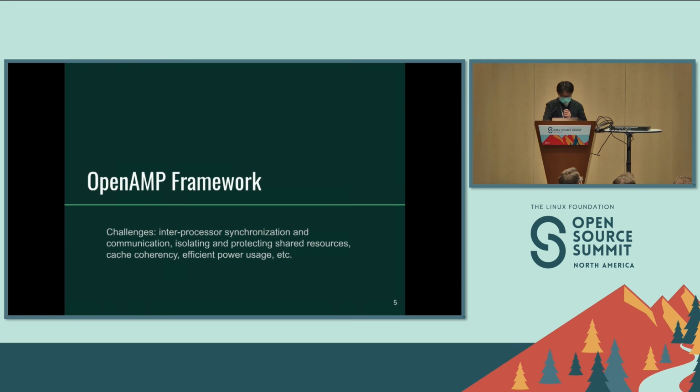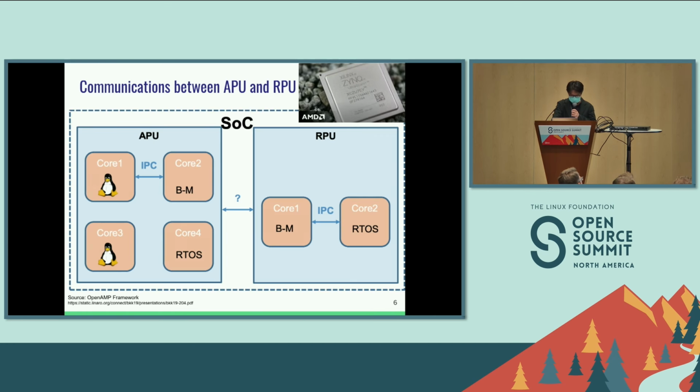AMP programming comes with its own set of challenges. These include interprocessor synchronization and communication, isolating and protecting shared resources, managing cache coherency, and ensuring efficient power usage. These are exactly the kinds of problems that OpenAMP is designed to address. When implementing AMP on a heterogeneous SoC, like the AMD Zynq UltraScale+, the interface between the application processing unit, APU, and the real-time processing unit, RPU, is often highly device-specific.